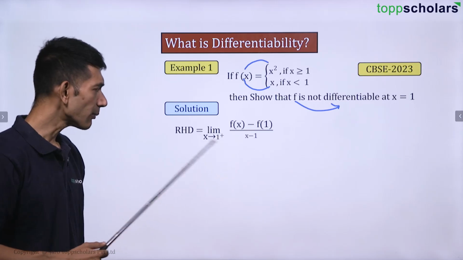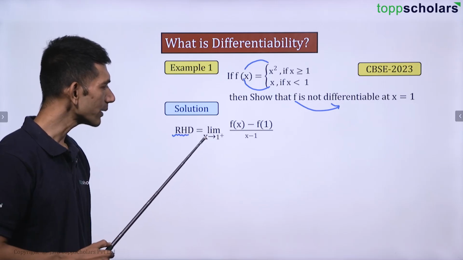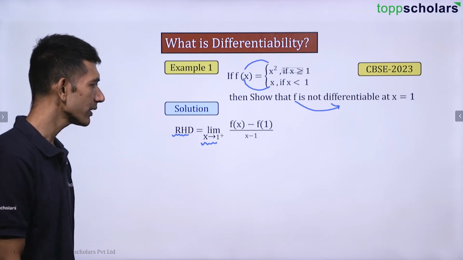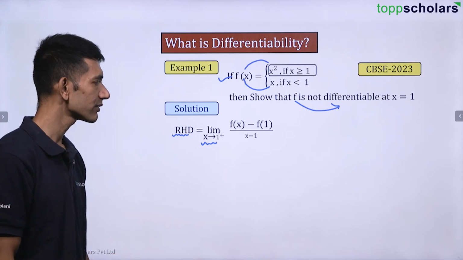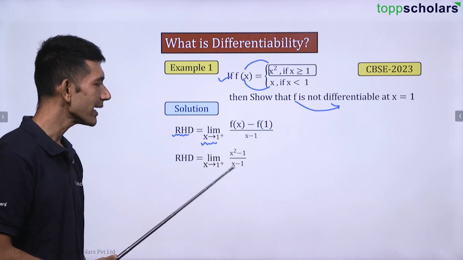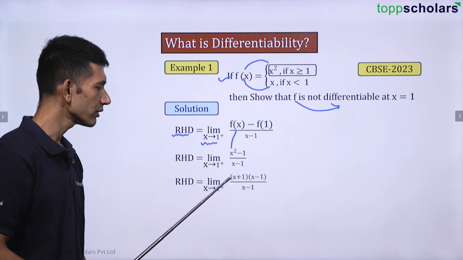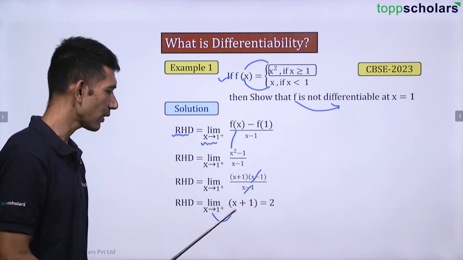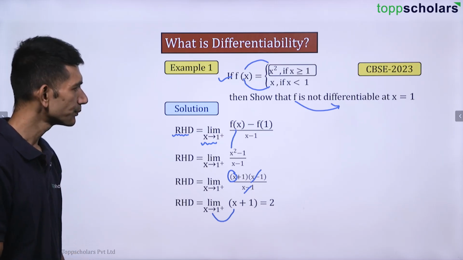Okay. So let us talk about the right hand derivative first. Limit x tends to 1 plus will be what? f(x) minus f(1) by x minus 1, correct? You're going to pick this because we're talking about 1 plus. So limit x tends to 1 plus, x square minus 1 by x minus 1, f(x) is x square, correct? If you solve this further, x minus 1 will be cancelled. And if you put x as 1 now here, you get the value of this as 2, correct?